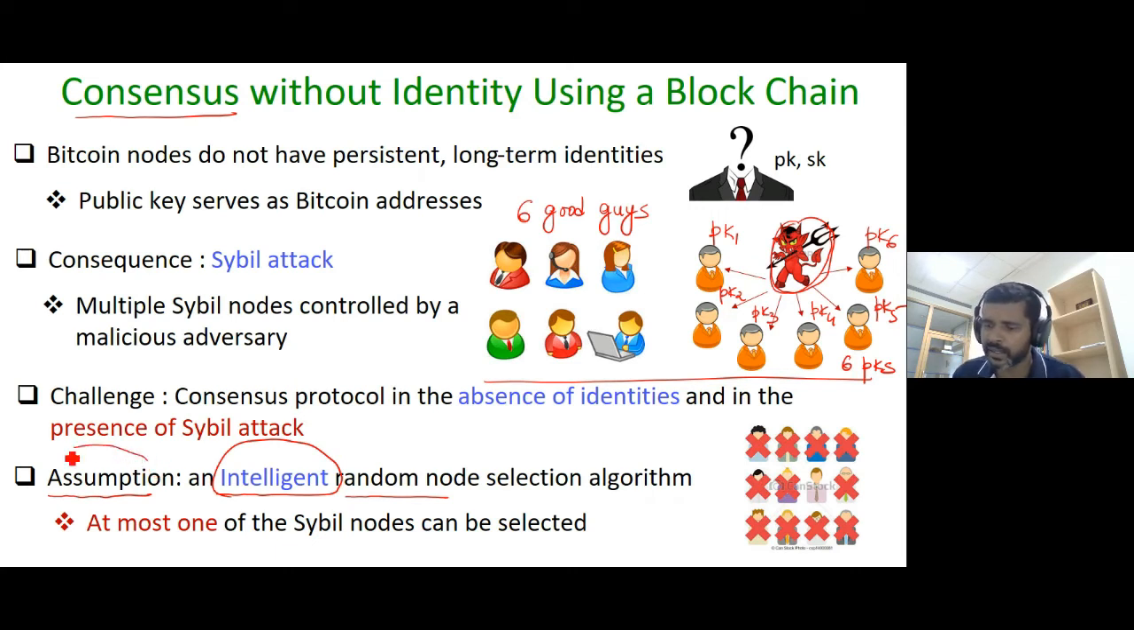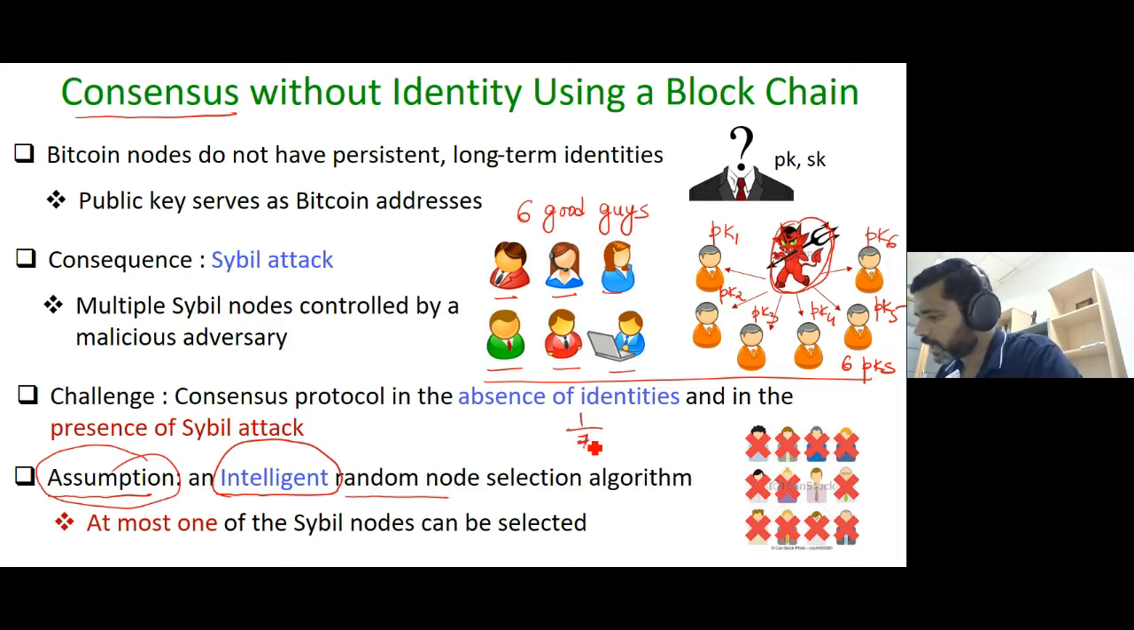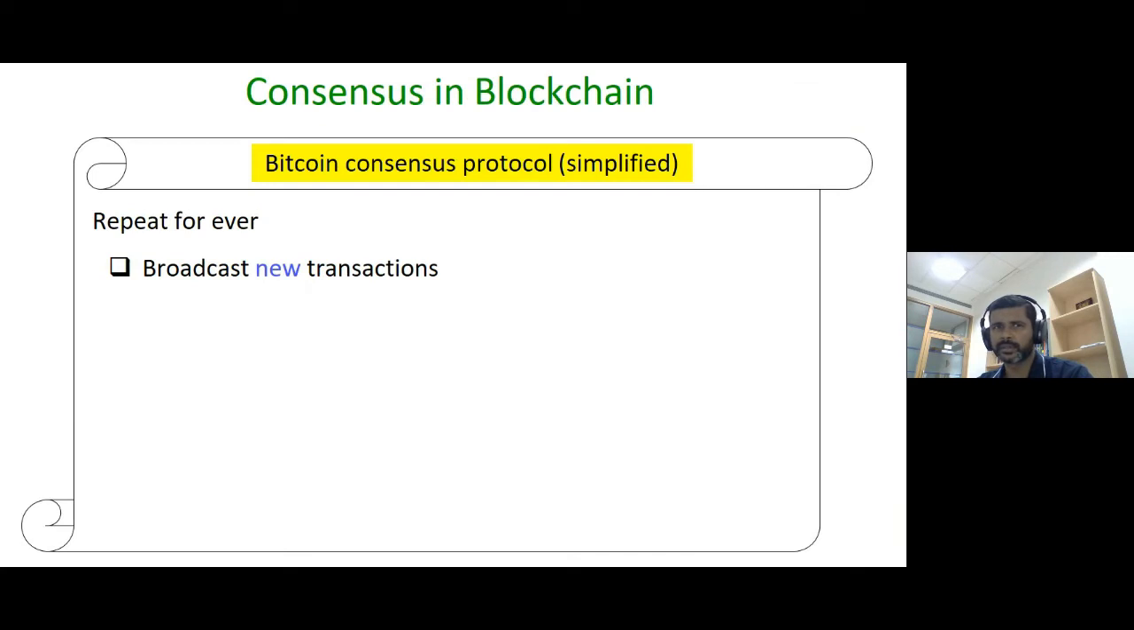What I am assuming here is that my node selection algorithm is such that the chance of any of these 6 entities getting selected in the next round, or the adversary getting selected in the next round, is 1/7. That means even the adversary's chance of getting selected as a selected node does not increase proportionately to the number of fake public keys that it has created. So assume for the moment I have such a random node selection algorithm.